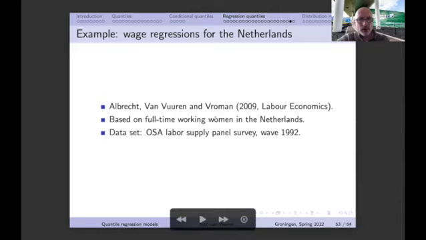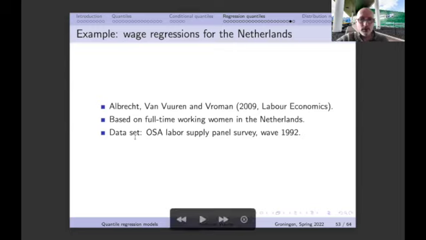The idea is that we're going to look here at quantile regressions. Well, in this paper itself, we did much more than that, but we also looked at quantile regression, and what we do there is that we look only at full-time working women in the Netherlands. So we look at the wages of these full-time working women in the Netherlands.